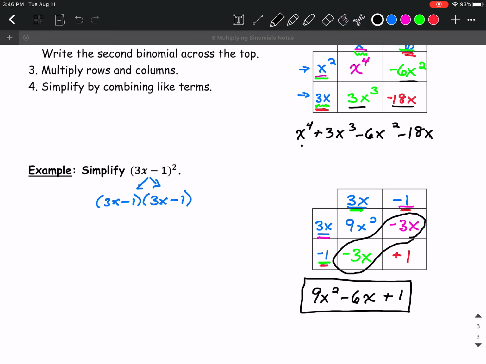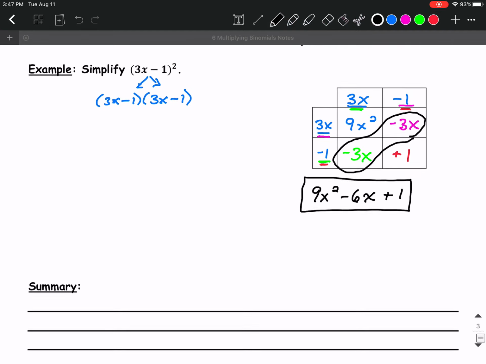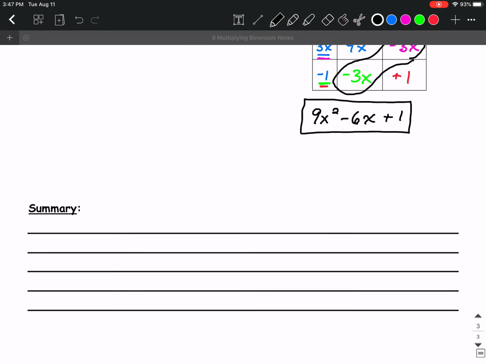Okay, so we have managed to multiply binomials. We looked at using the distribution method, the FOIL method, and the box method. You guys can choose which one you like, and you might want to tell me that as part of your summary, which method you think you're going to like.